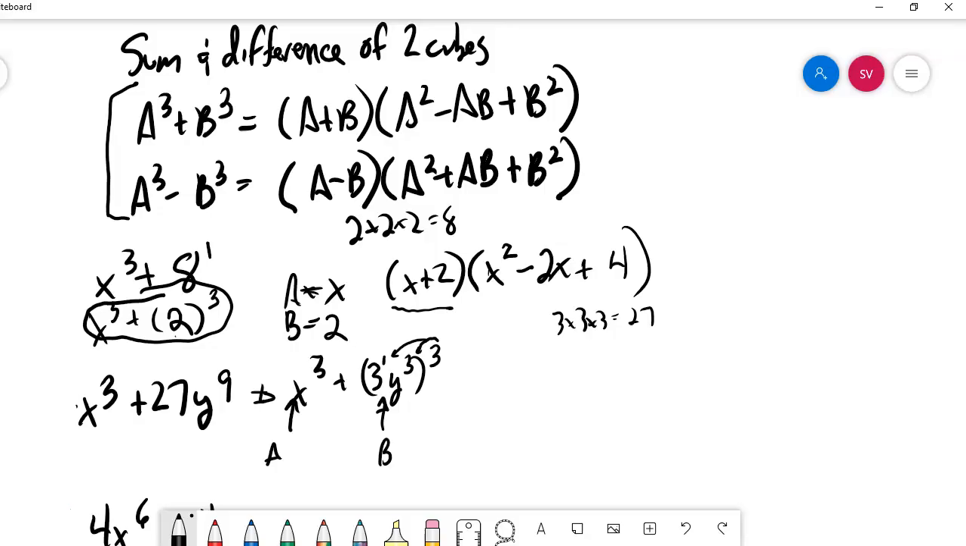So now we're going to use the top template again and plug everything in. We're going to substitute in x for A. Okay, so everywhere I saw an A, I put in an x. Now for B, wherever I see B, I'm going to replace it with 3y to the third.